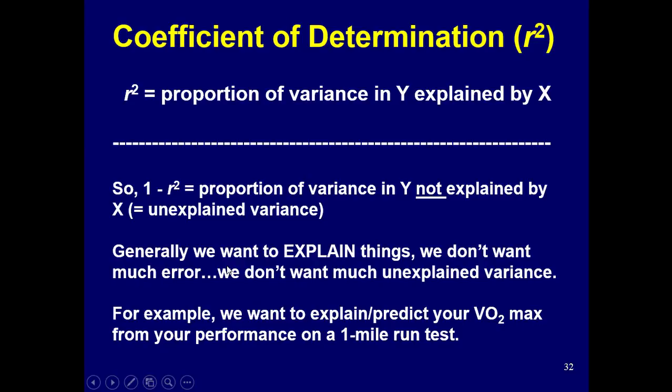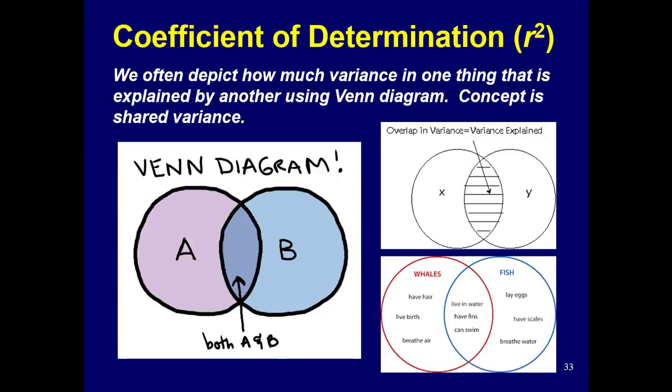Generally, the plan here that we want to be thinking about as we move ahead in these slides is that we do want to explain things. We don't want much unexplained variance. We don't want much error. So I'm going to illustrate this graphically to you, or in a picture.